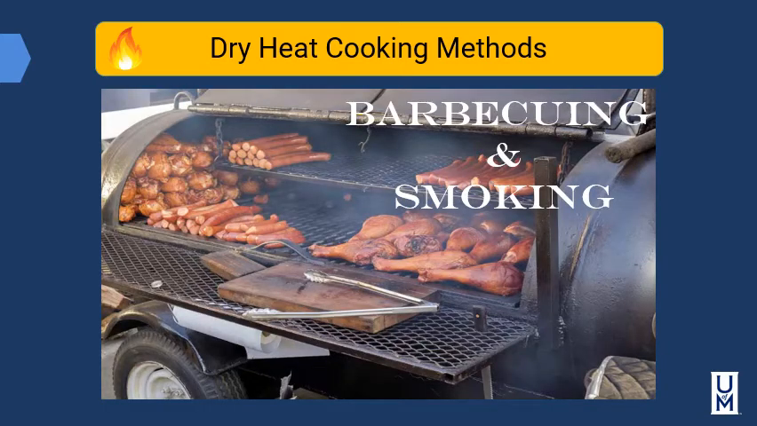Barbecuing, especially as we know it in the South, and smoking are closely related. For barbecuing, food is placed in an oven and covered, or a covered grill or a semi-enclosed chamber, such as a barbecue pit, and cooked over hardwood fire at low temperatures. For smoking, food is placed into a closed chamber filled with hot, dry air and smoke to cook food at low temperatures. These are often used interchangeably in the South.